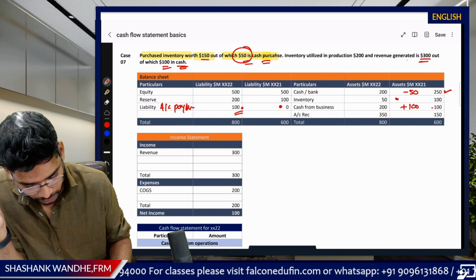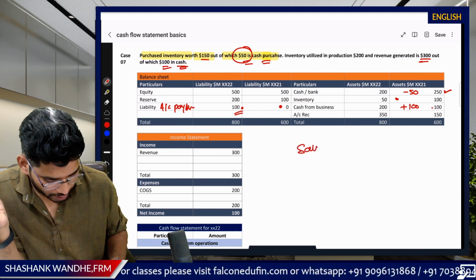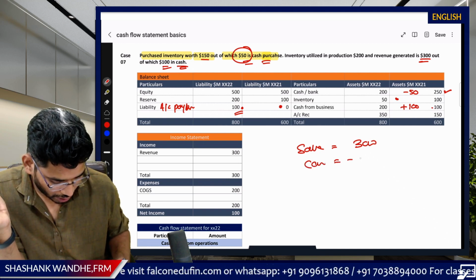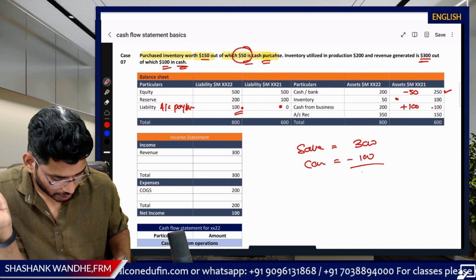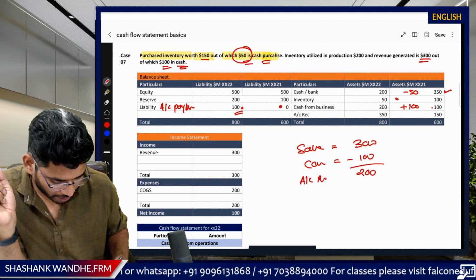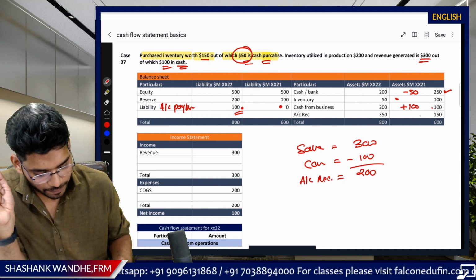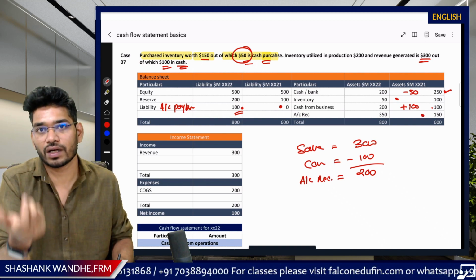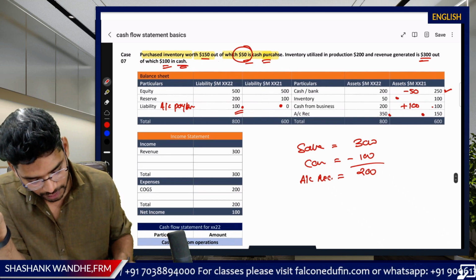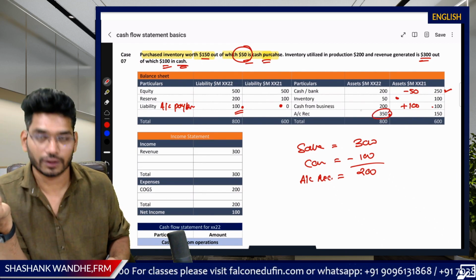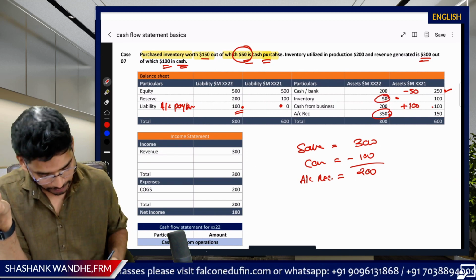Here we know sale of 300, out of which 100 is in cash. So 200 is new accounts receivable. Previously we had 150 accounts receivable, plus 200 new accounts receivable. This will give us 350 accounts receivable. Okay, 350 in the debtors account. Fine. Now the inventory part.